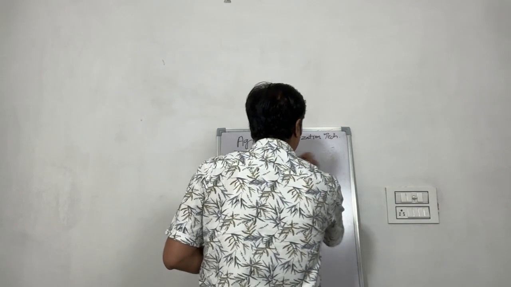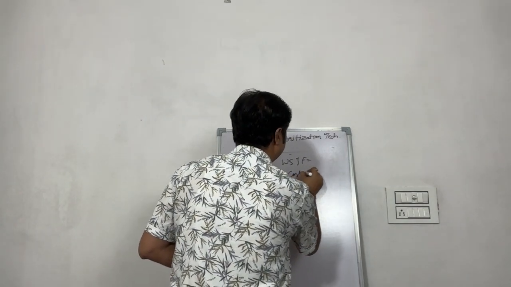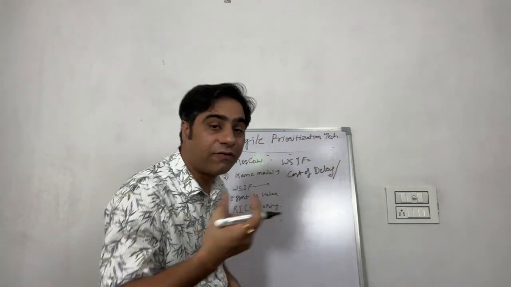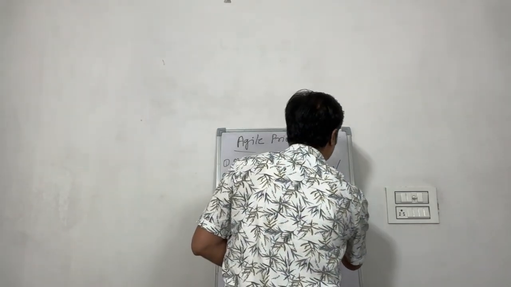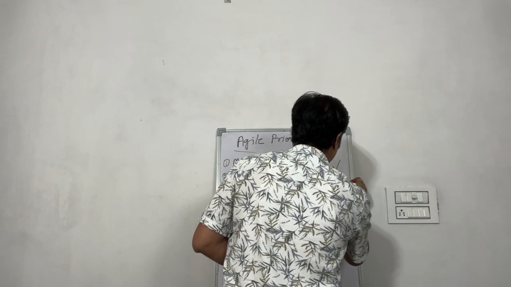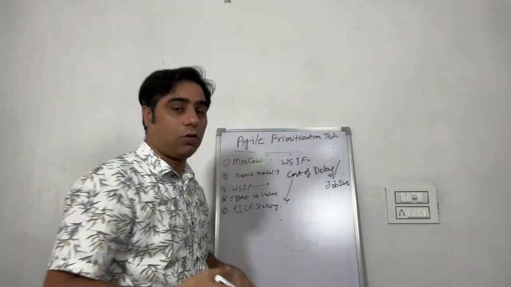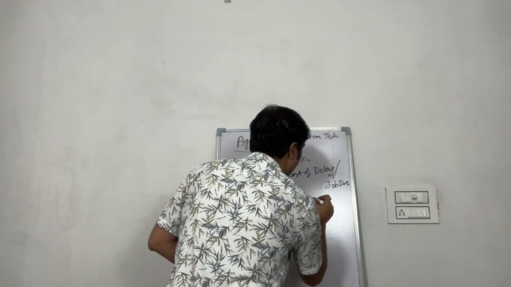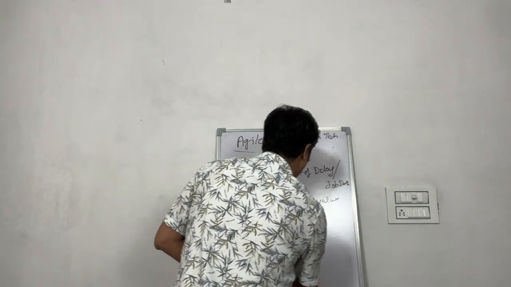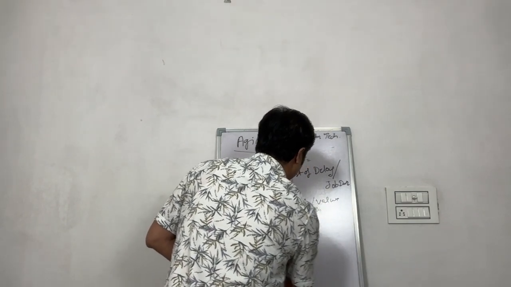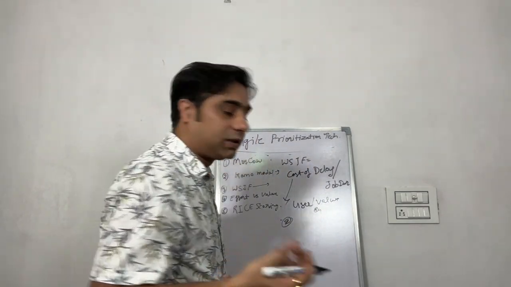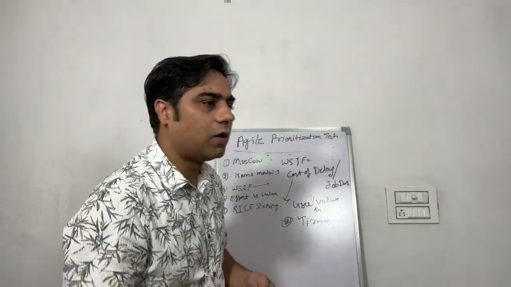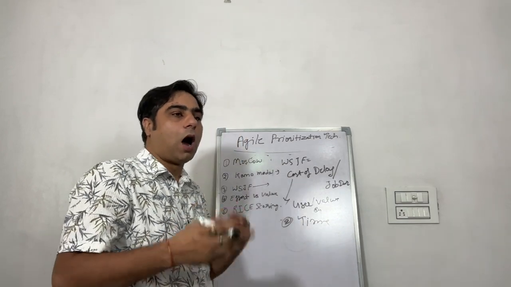So now WSJF means cost of delay divided by efforts, or you can say job duration or the efforts. The cost of delay is the combination of your user value, or you can say business value. The second is the time criticality. What is the time criticality? Whatever feature you are adding, whatever delay is happening, how time critical it is.